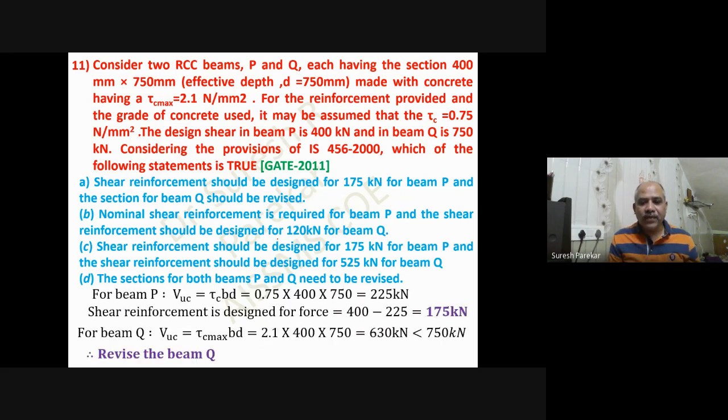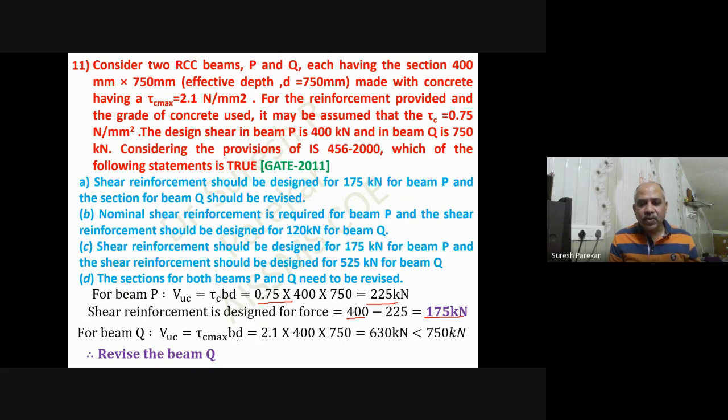For beam P, we have Vuc equal to tau c b d. Now tau c that we have is 0.75, this is given, and by tau c b d we got this value, 225. Shear force is given as 400, so we get that shear reinforcement has to be designed for 175 kilonewton. Here you can see this value, 400 kilonewton, is the shear force, and for tau c we have 225. Now we will go for beam Q.